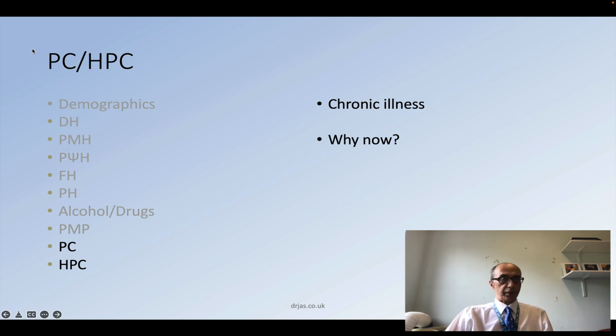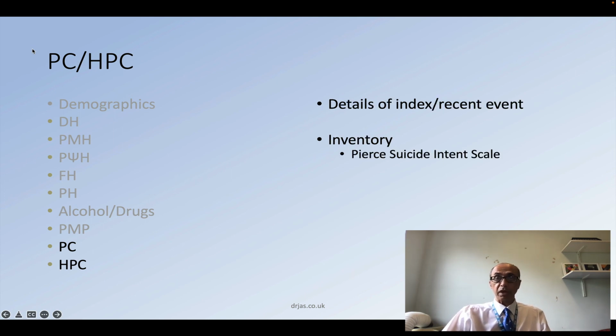Now, only after going through all of this background, I would suggest that you come back to talk about the presenting complaint and the history of presenting complaint, remembering that we very often deal with chronic illnesses. So the question is very often, why now? Why has this relapse happened? Why is somebody unwell now? And go through the index event, and ask detailed questions around an overdose, or have an idea of why this relapse has started. Here we go, details of the index recent event.